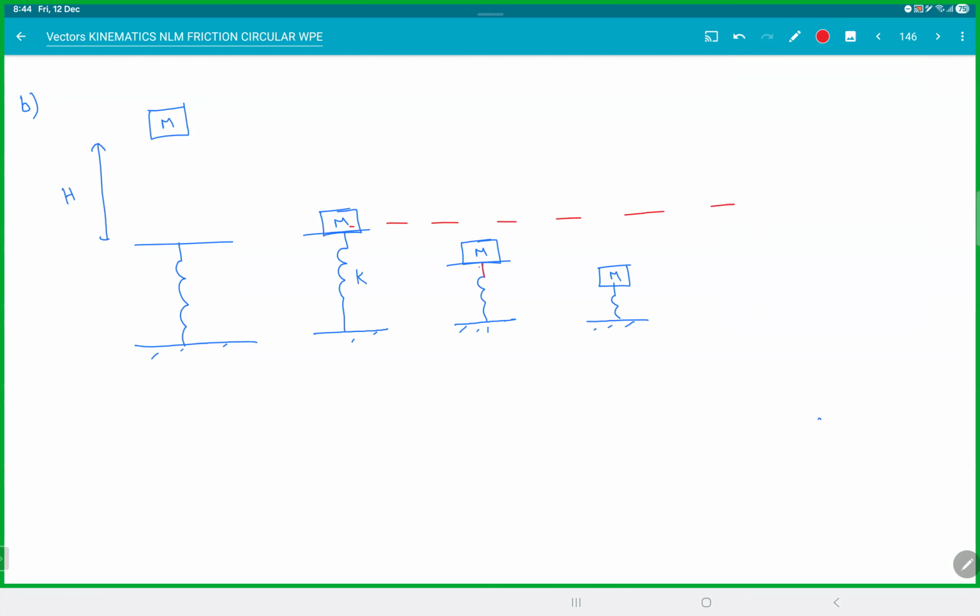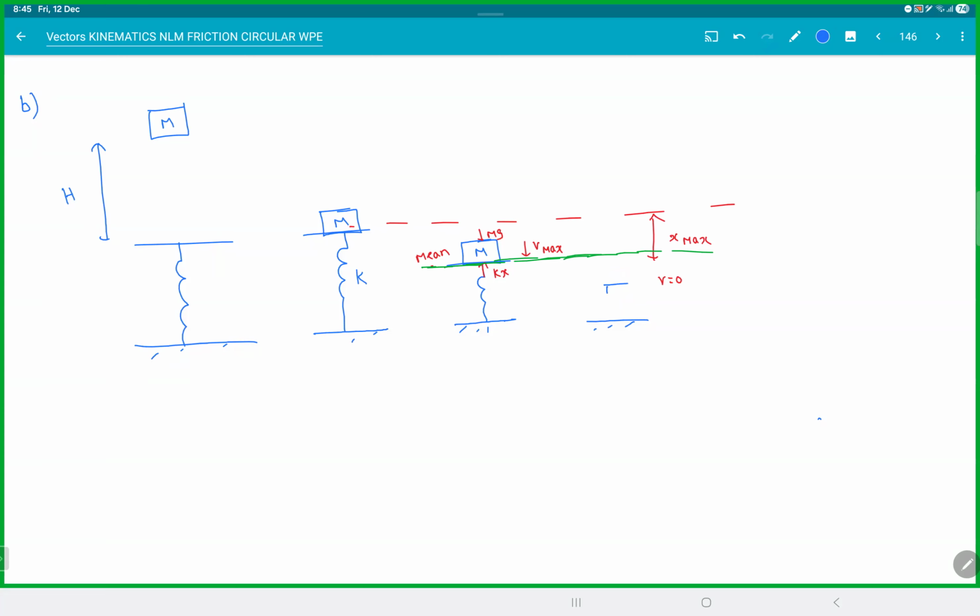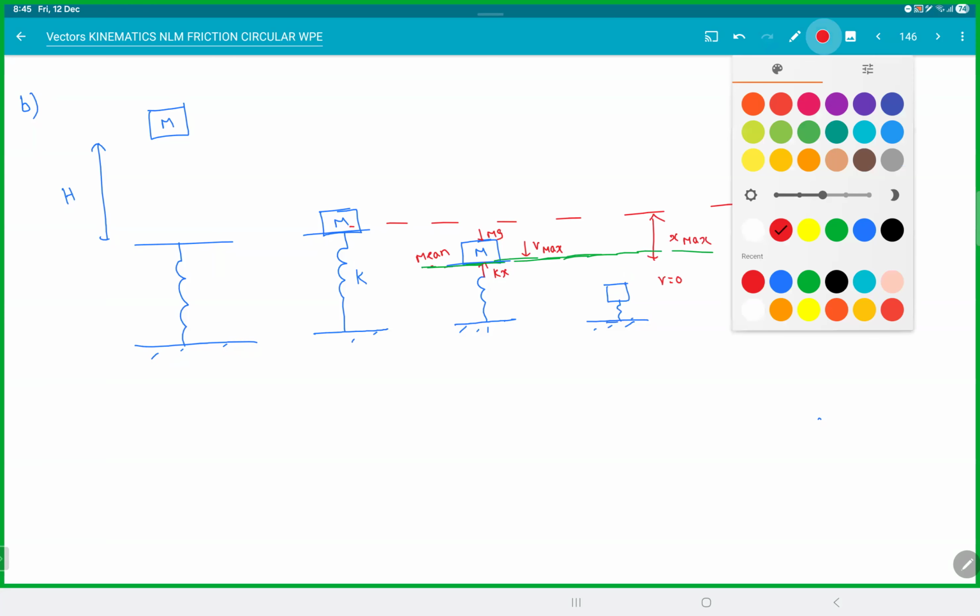This is kx and this is mg. This is your mean position. You won't stop there. You will have maximum speed here. Eventually, you will stop here. This is your x max. So this green line here is your mean position. And this black line here is your extreme position.